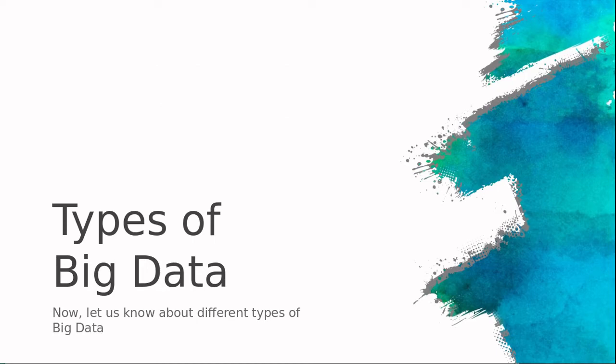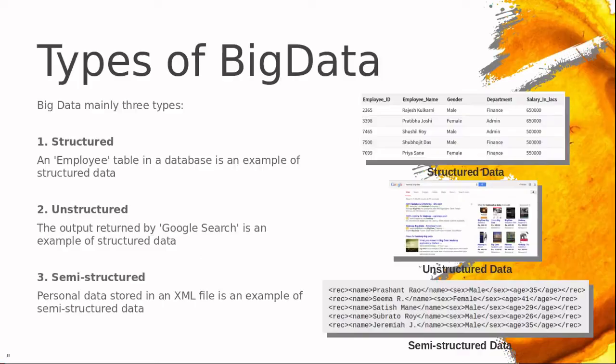Now let us know about different types of big data. Big data is mainly of three types: structured, unstructured, and semi-structured. An employee table in a database is an example of structured data. The output returned by Google search is an example of unstructured data. Personal data stored in an XML file is an example of semi-structured data.